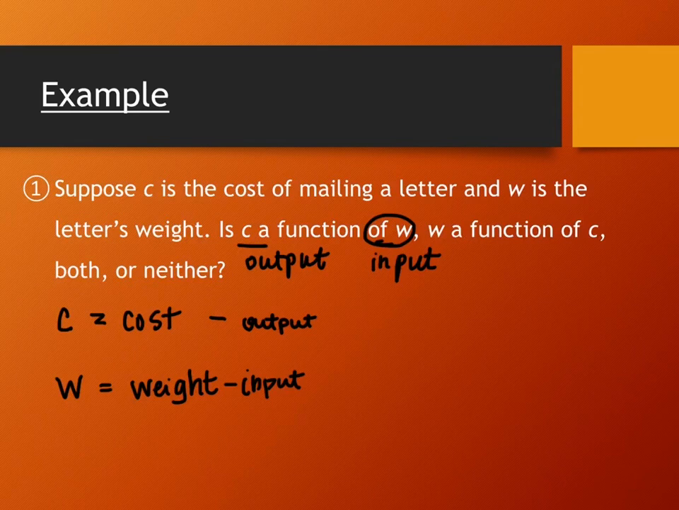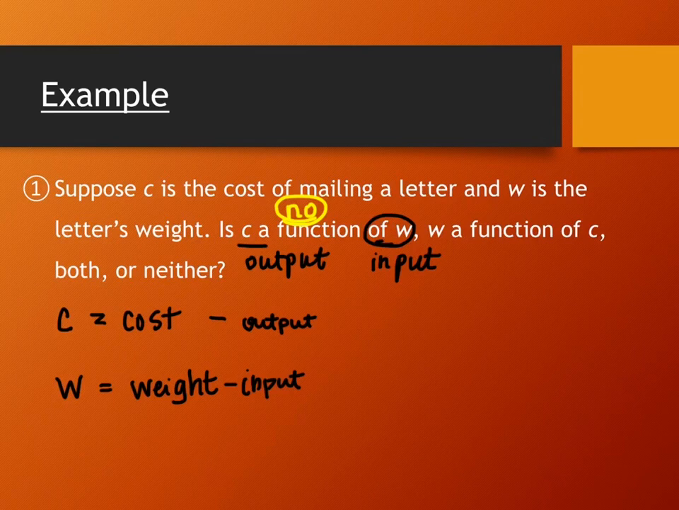Does that make sense? So this would not be a function because I have choices. I have more than one option on what I could actually pay to mail that letter. So this is not a function because there's not one and only one amount that I could spend to mail this letter. Does that make sense to everyone?